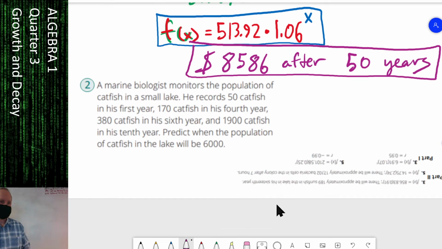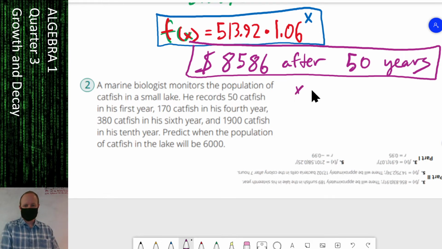The very last one we're going to do together is given to us in a story, or at least in words, and we need to convert it so that it's a function that's in table form. So we're looking at this marine biologist monitors populations of catfish in a small lake. And he's got a starting point of 50 catfish in the first year.